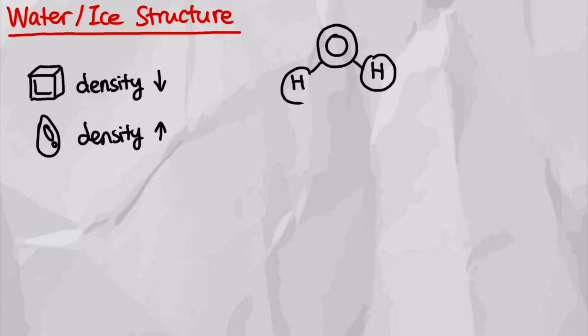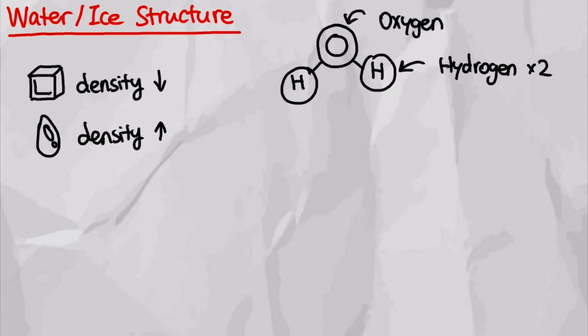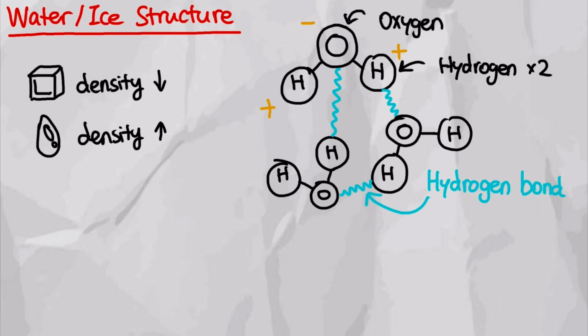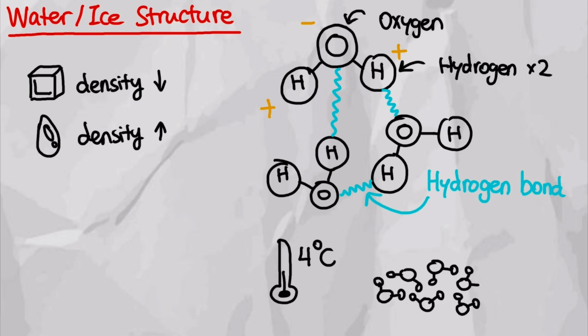A water molecule has 2 hydrogen atoms and 1 oxygen atom, which makes the molecule more negatively charged here and more positively charged here. Since opposite charges attract, a hydrogen bond is formed between the hydrogen of one molecule and the oxygen of another. In liquid water, the hydrogen bonds keep the water molecules somewhat close to each other. As we decrease the temperature of water, the water molecules will slow down and move closer, making it denser. At 4 degrees Celsius, water becomes the densest.